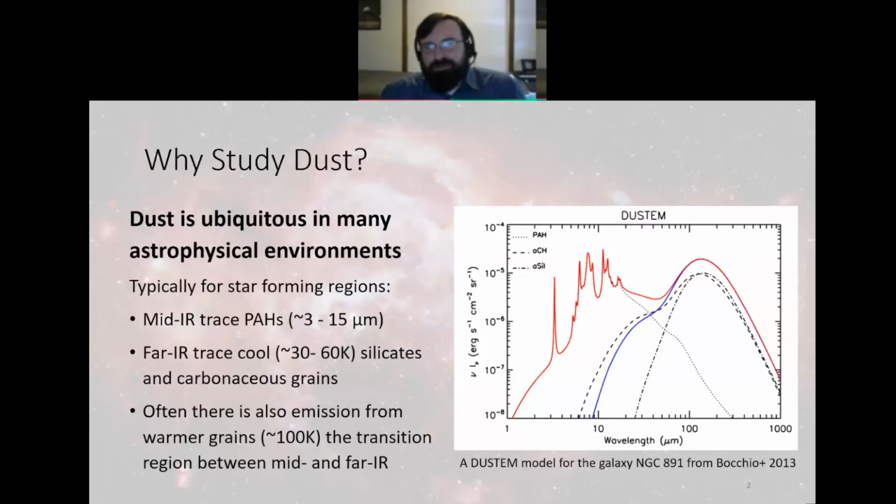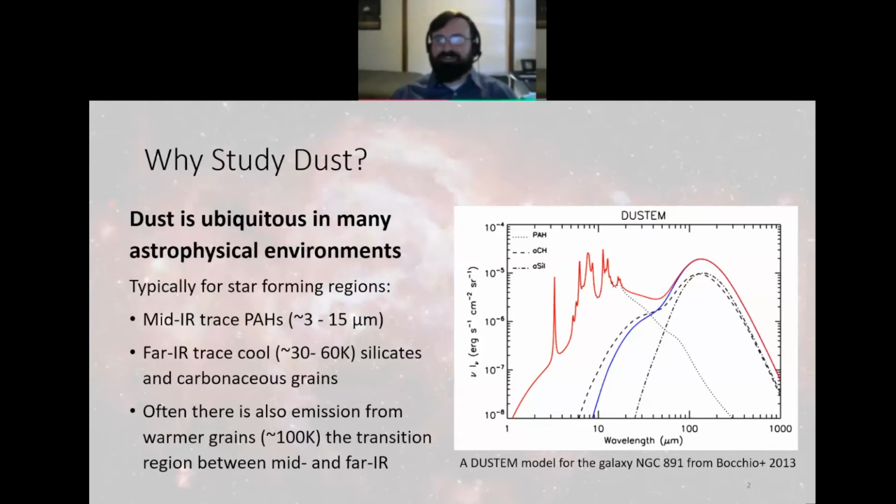I'm starting off with this question: why study dust? For most people on the line this may be obvious, but for anyone who hasn't done so much of this before, dust is just ubiquitous in all kinds of astrophysical environments. I'll talk quite a bit about star forming regions because that's what I really like to study.